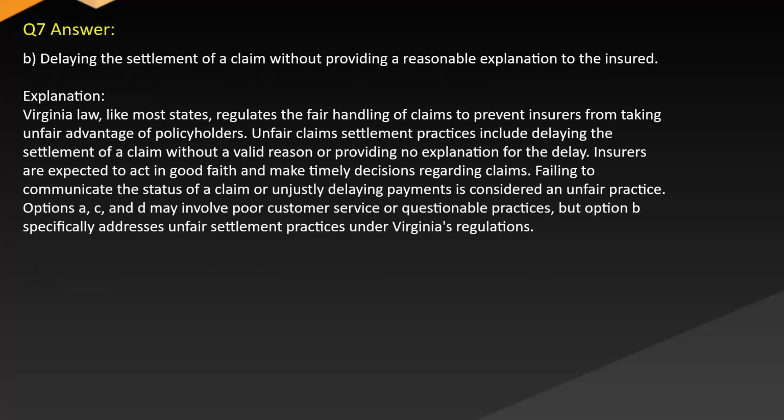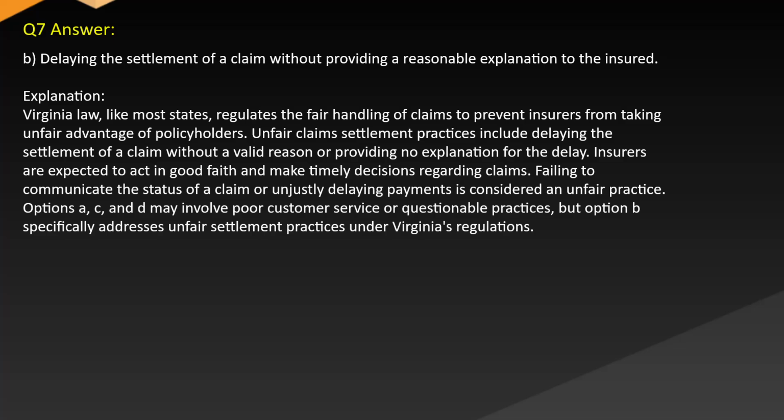Answer: B. Delaying the settlement of a claim without providing a reasonable explanation to the insured. Explanation: Virginia law, like most states, regulates the fair handling of claims to prevent insurers from taking unfair advantage of policyholders. Unfair claims settlement practices include delaying the settlement of a claim without a valid reason or providing no explanation for the delay. Insurers are expected to act in good faith and make timely decisions regarding claims.